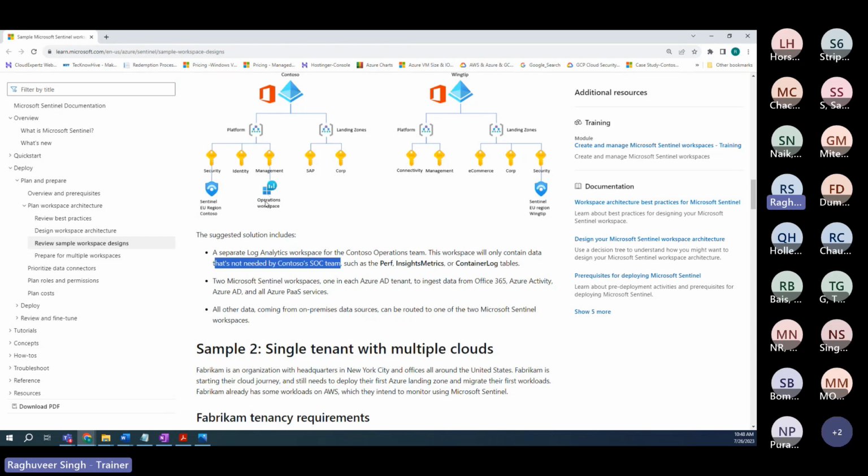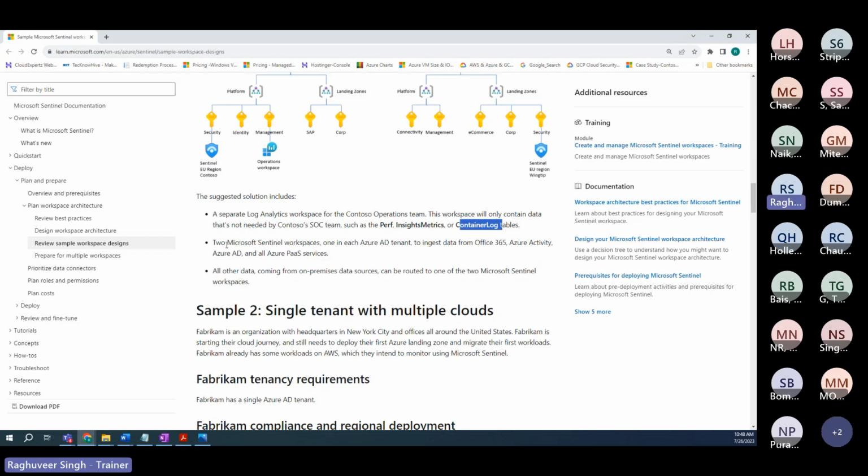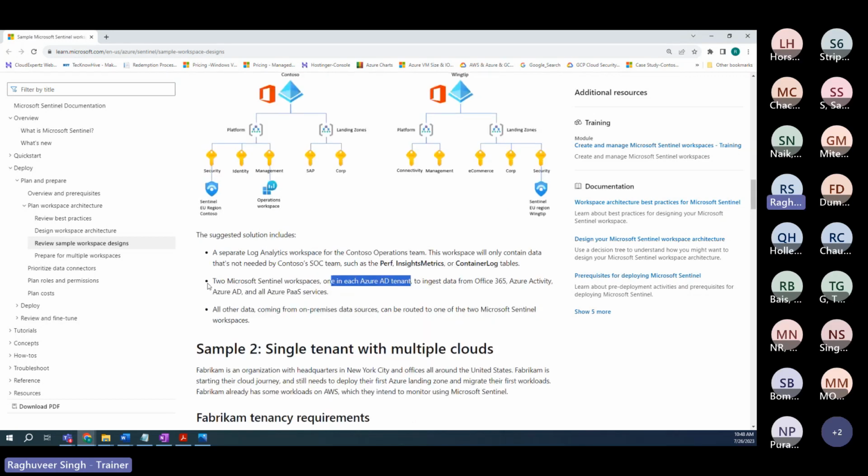Because what you see here, the operational workspace, is basically for the operations team, not for the SOC team. So it says a separate Log Analytics workspace for the Contoso operations team. This workspace will only contain data that's not needed by the Contoso SOC team, such as Perf, Insight Metrics, and container logs. Then two Microsoft Sentinel workspaces, one in each Azure AD tenant. Now this portion is not shown in this image.